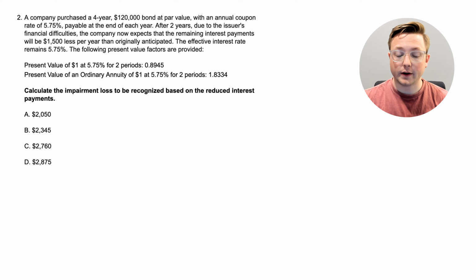The following present value factors are provided. Present value of $1 at 5.75% for 2 periods is 0.8945, and the present value of an ordinary annuity of $1 at 5.75% for 2 periods is 1.8334. So go ahead. I think you could probably figure this out just based off the previous question. Do it yourself, try it out at least, and when you're ready, come back, we'll look at it together and see what the difference was in this variation of this question type. And again, come back when you're ready, we'll look at it together.